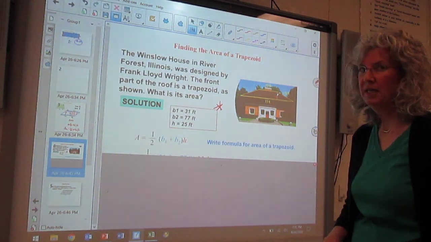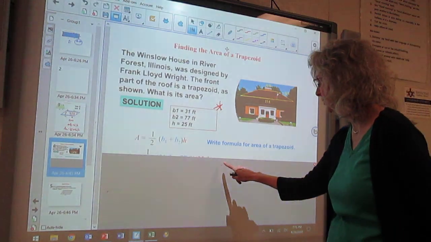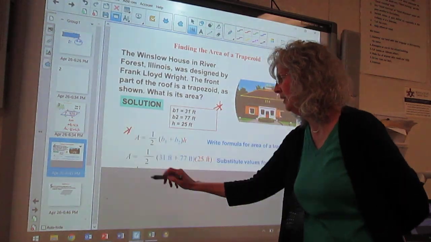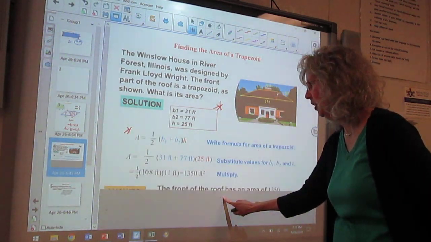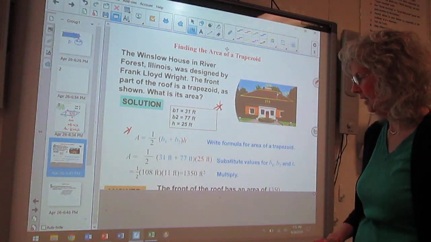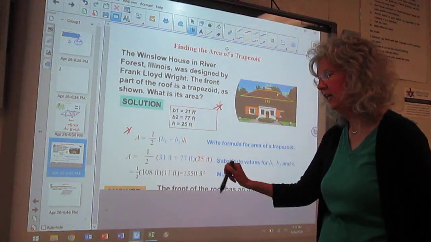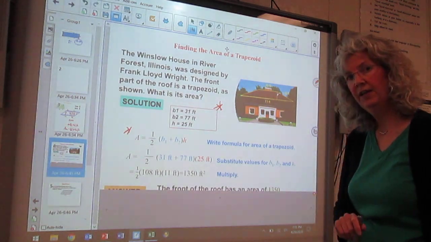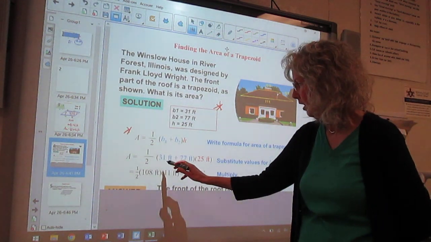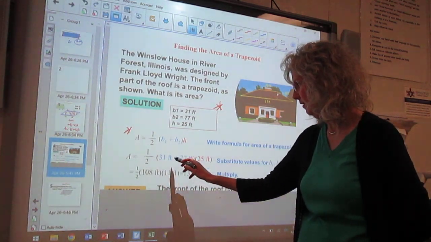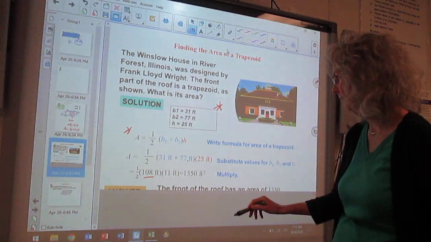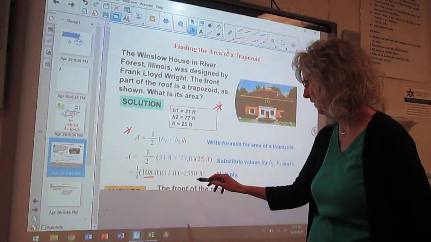We put down the formula, and then we're going to use direct substitution. You know the drill. I want to see the data, I want to see the formula, I want to see the direct substitution with units. 1/2 the base 1 plus base 2 times the height. We plug in our 31 feet, our 77 feet, and our 25 feet. Let's look at this with unit analysis, not just the numbers. 31 feet plus 77 feet is 108 feet, times the 25 feet.